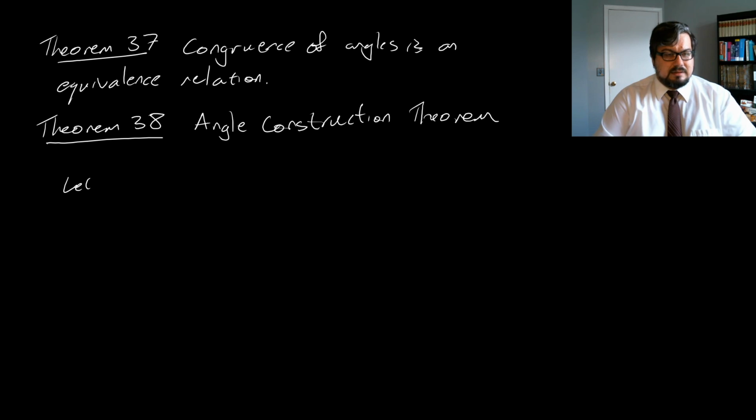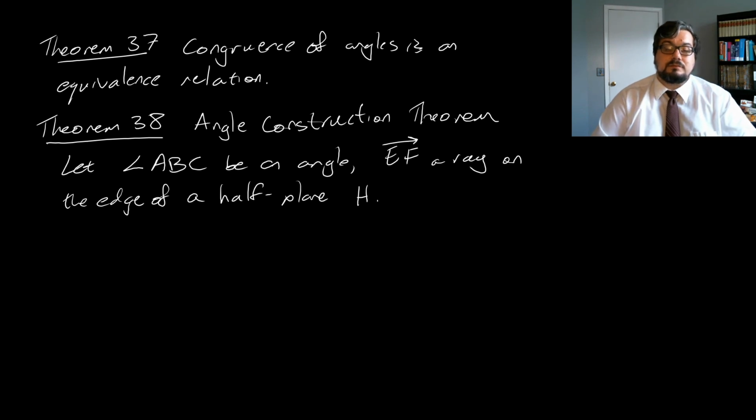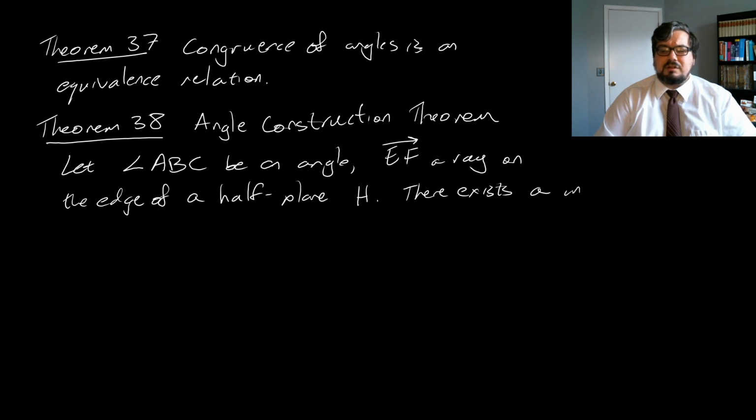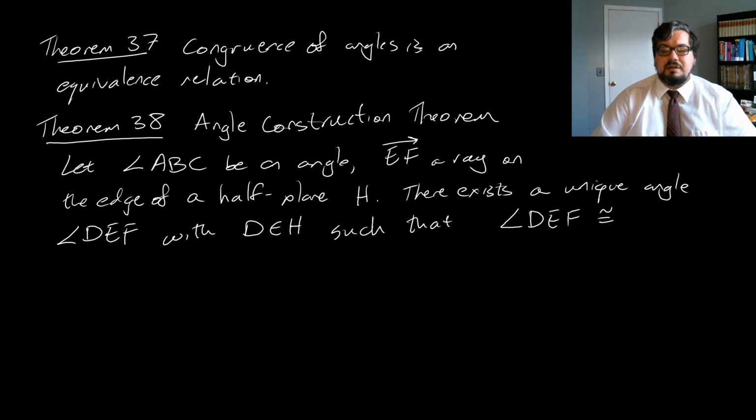So let angle ABC be an angle, and ray EF a ray on the edge of a half plane H. There exists a unique angle DEF with D belonging to H such that angle DEF is congruent to angle ABC.